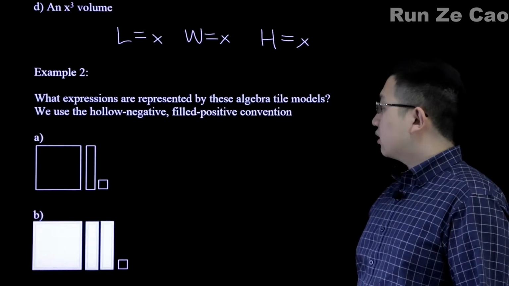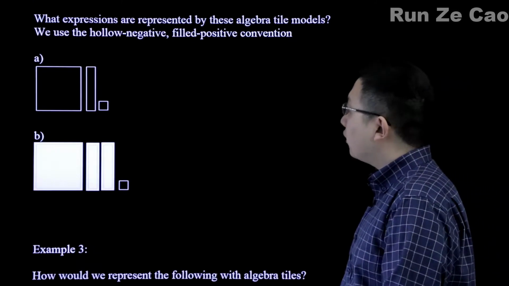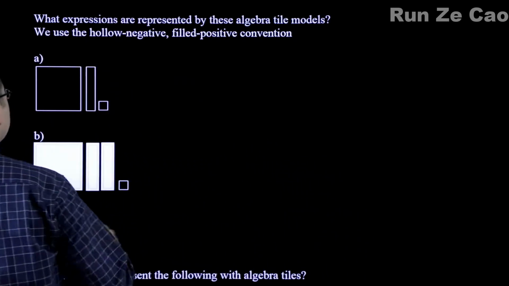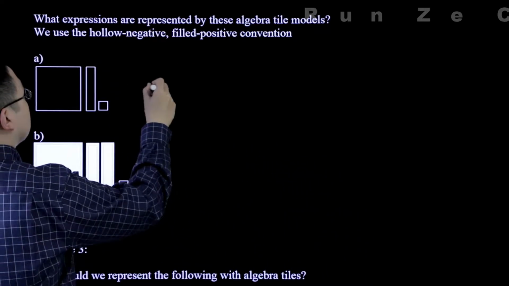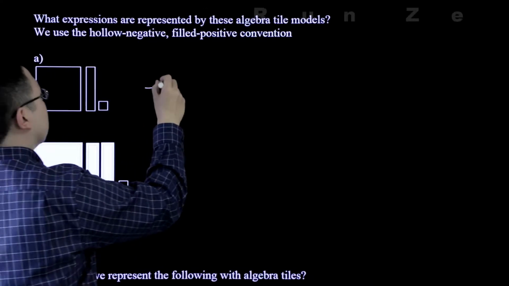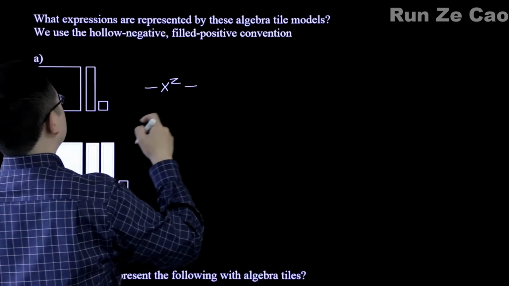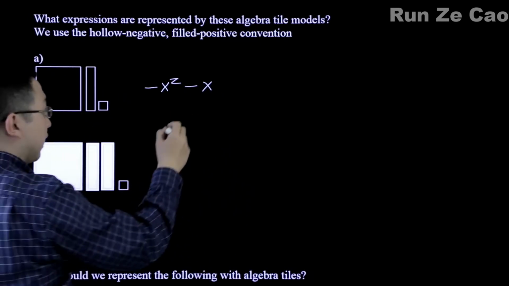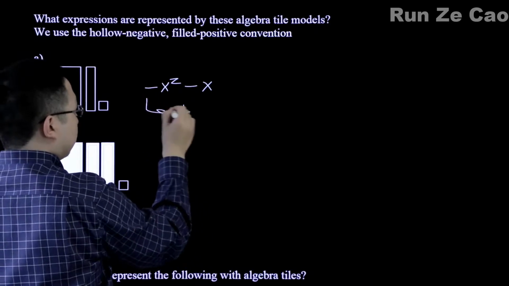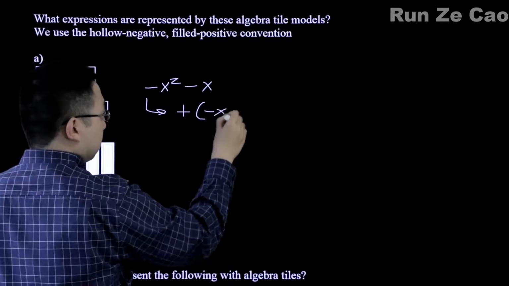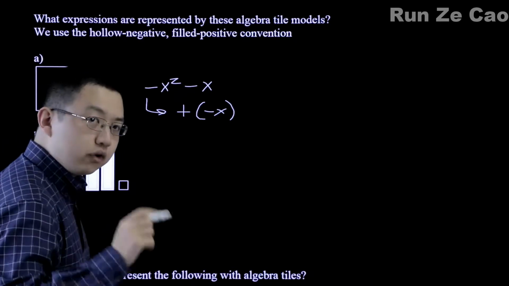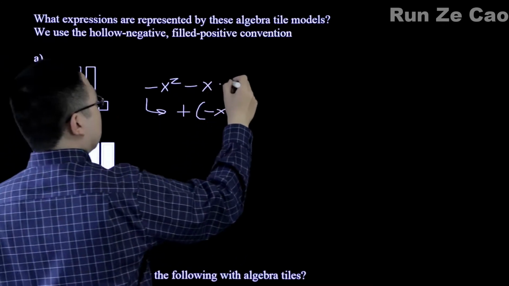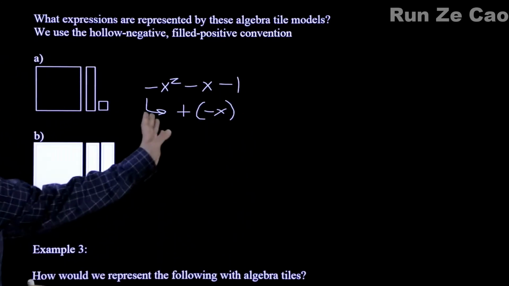Example 2. Alright, what expressions are represented by these algebra tile models? We're using the hollow negative, filled positive convention. So up here we have negative, because hollow is negative, negative x squared, and then negative x. So you can think of this as being plus negative x. You can think of it this way if you want, but in general we prefer to go straight for the finish instead of taking this mental loop.